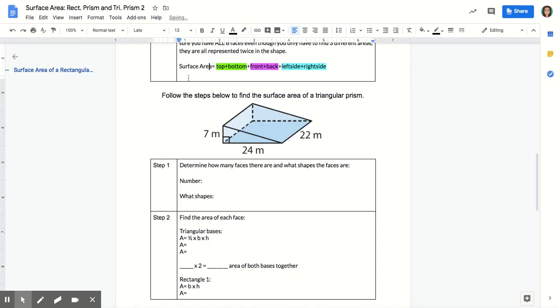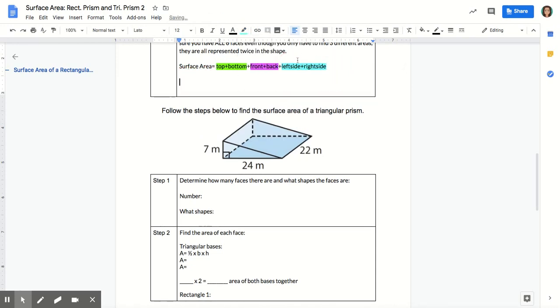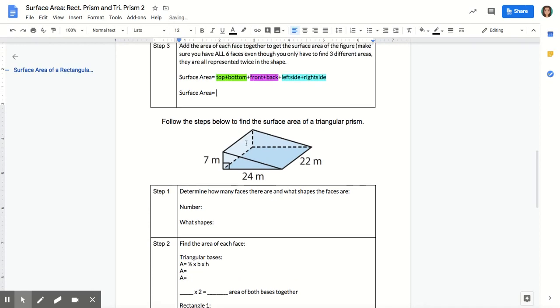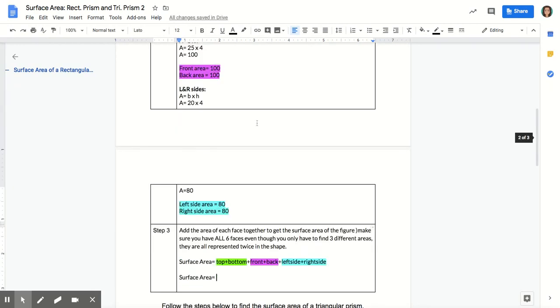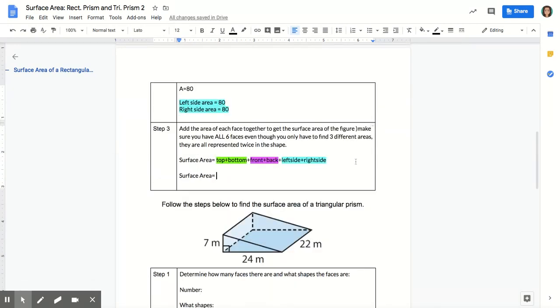Now, Logan, when you were finding this surface area, you knew that the top and bottom area was 500, the front and back was 100, the left and right was 80. You were doing 500 plus 100 plus 80. Well, that's only half of the surface area because what you did here is just the top plus the front plus the left. But you need top and bottom.